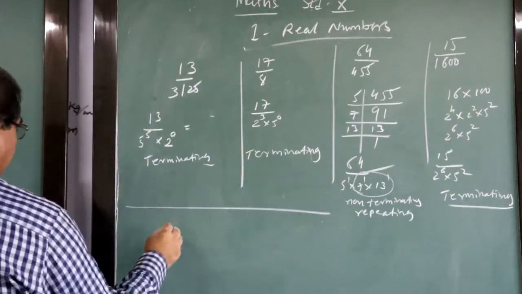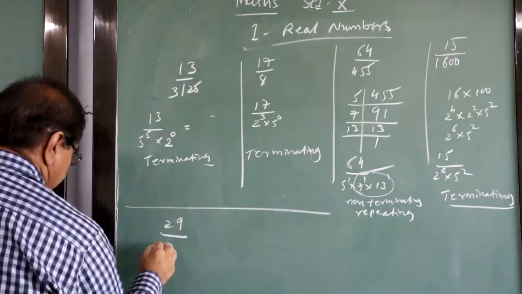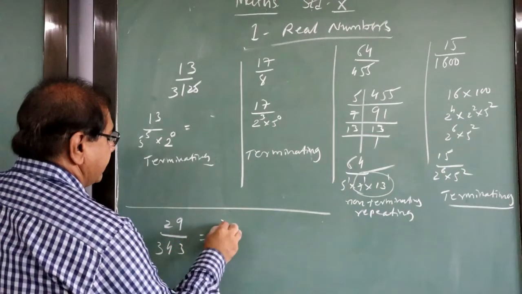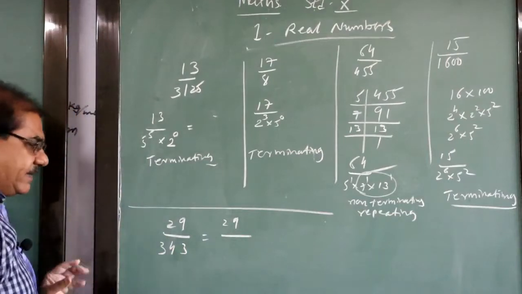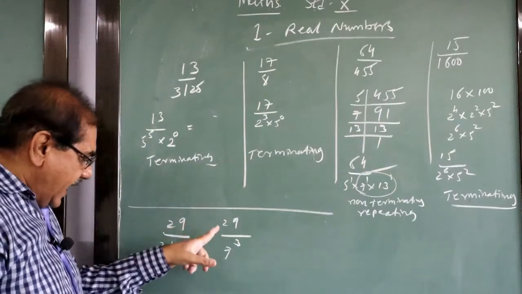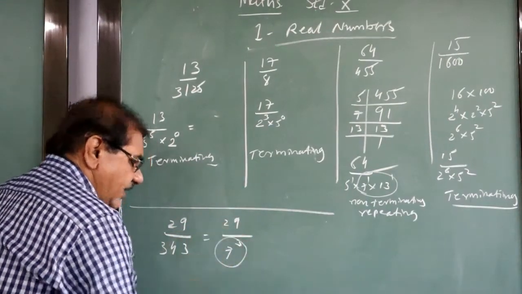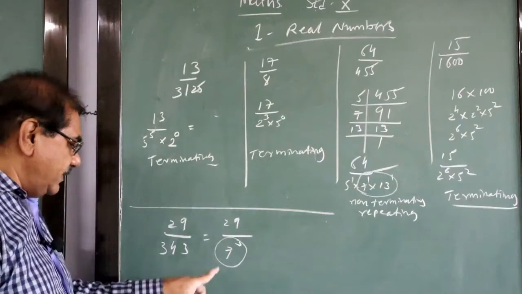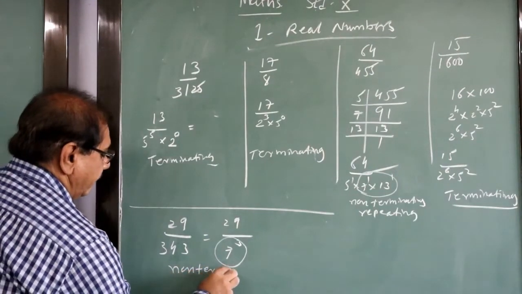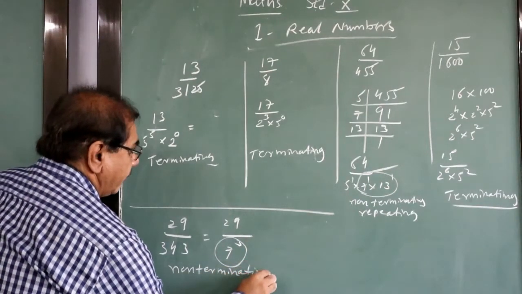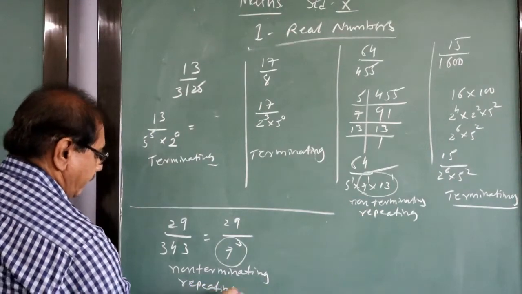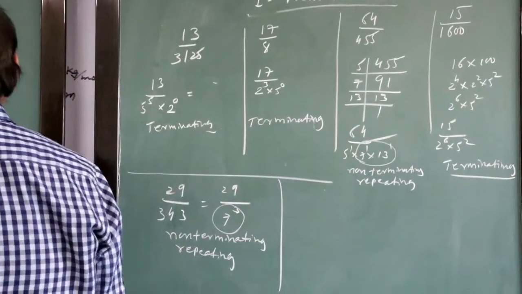Suppose it is 29 upon 343. Okay? 29 is a prime number and 343 we know is 7 cube. So now it is in p upon q form, and q is not having the form of 2 raised to n into 5 raised to m. So this will be non-terminating and repeating. Take one more.